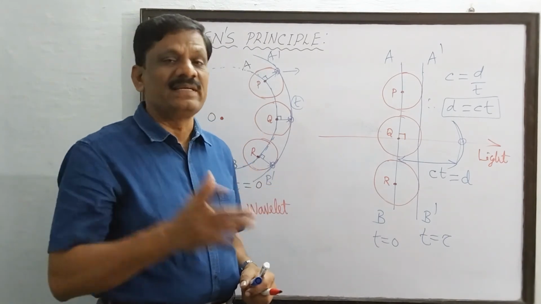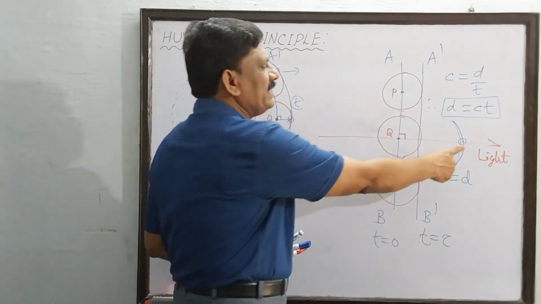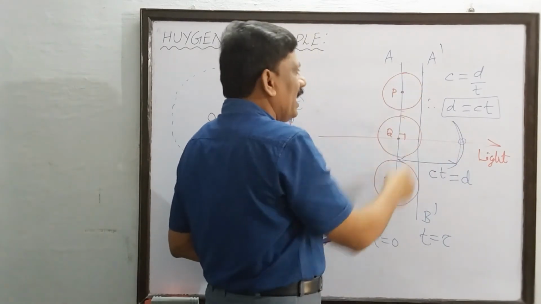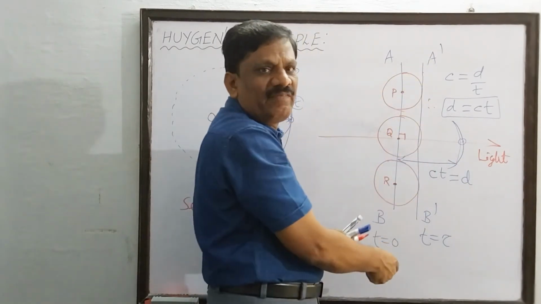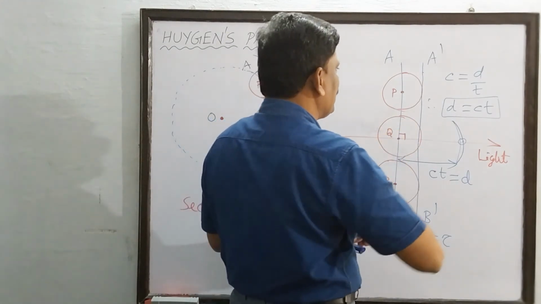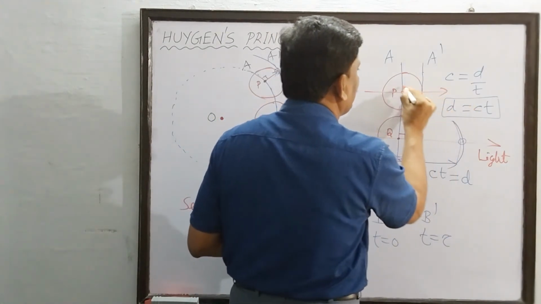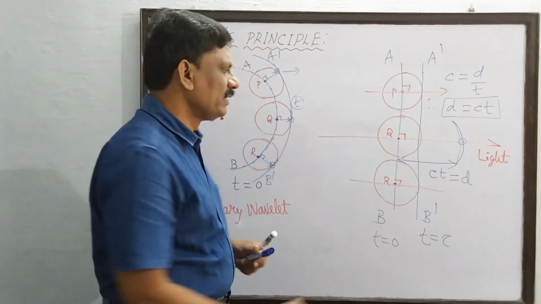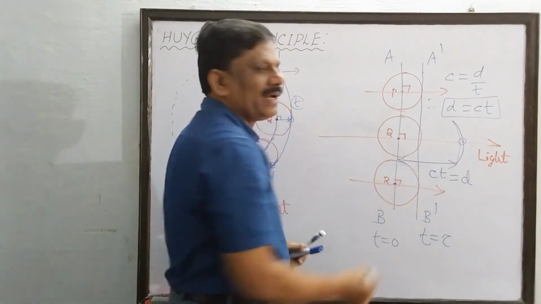In all the cases, you can see here, this is the direction of propagation of light, and A B and A dash B dash are both plane wavefronts. So at every point, you can see that the direction of propagation of light like this will be perpendicular to the wavefront. Okay students, so this is very important.